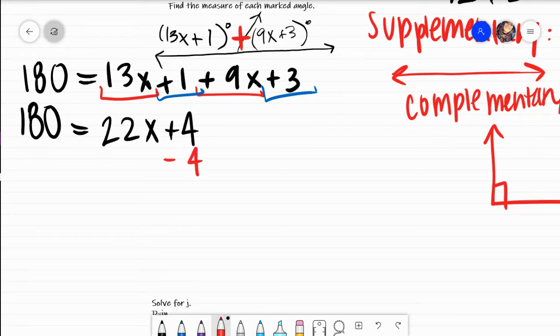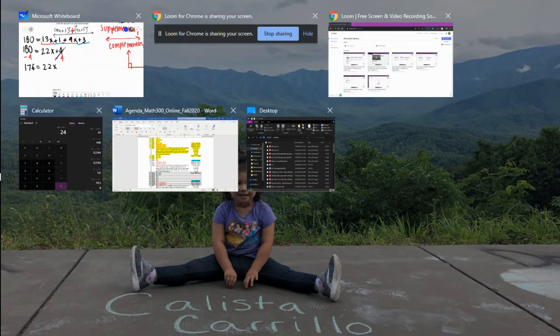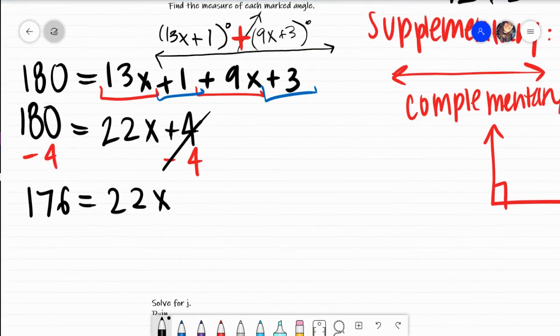And then I would need to move my 4. I would do the inverse of a positive 4, which is a negative 4. Whatever you do to one side, you have to do to the other. If you combine a 180 and a negative 4, those signs are different, so you would subtract and keep the sign of the larger, so I'd get 176 equals 22x. Those went away, right, y'all? Now, we don't need to do that just yet.